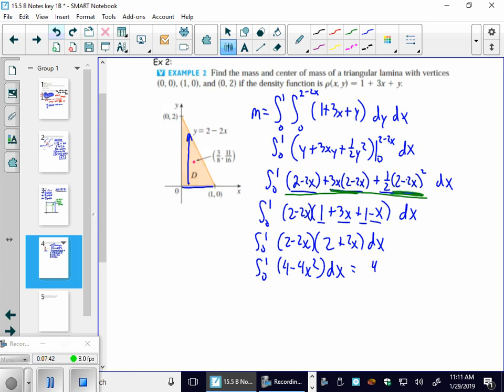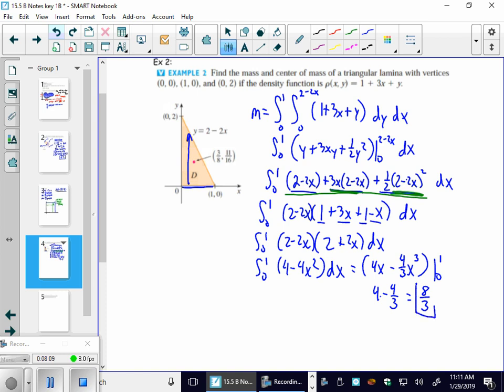So we get 4x minus 4/3 x to the third from 0 to 1. Plugging in a 1, we get 4 minus 4/3. Plugging in 0, you get nothing. 4 minus 4/3 is 12/3 minus 4/3, which is 8/3. So there's your mass.